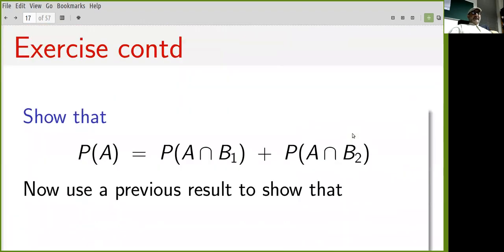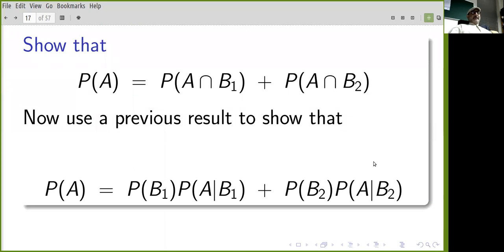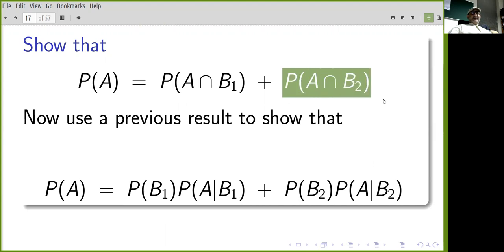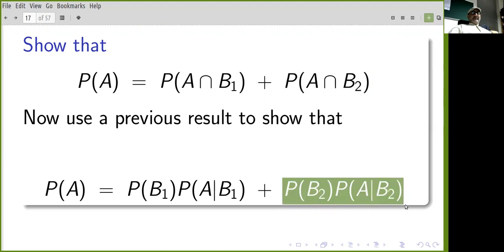So then we just have that the probability of A is the probability of A intersection B1 plus the probability of A intersection B2. Remember that we are using the fact that B1 and B2 partition S. Right? You can't just take any B1 and B2 and expect this to work. Okay. Now, what's the probability of A intersection B1 in terms of conditional probabilities? Remember, we had the multiplication rule. So the probability of A intersection B1 is the probability of B1 times the probability of A given B1. And similarly, by the multiplication rule, the probability of A intersection B2 is the probability of B2 times the probability of A given B2.